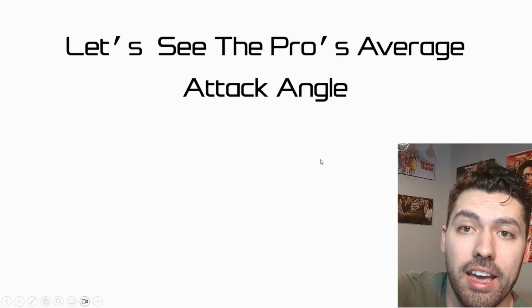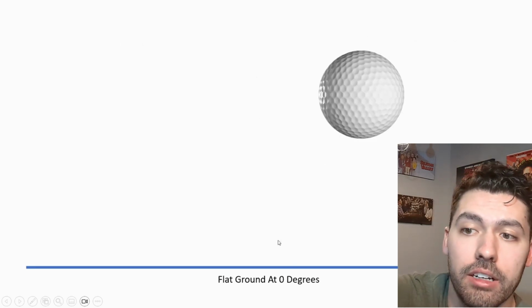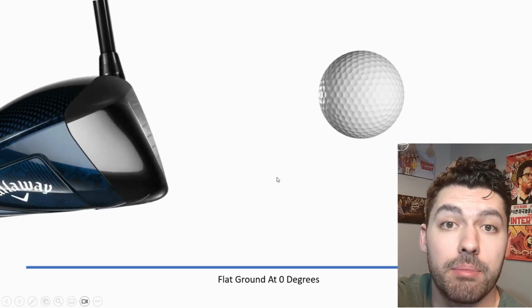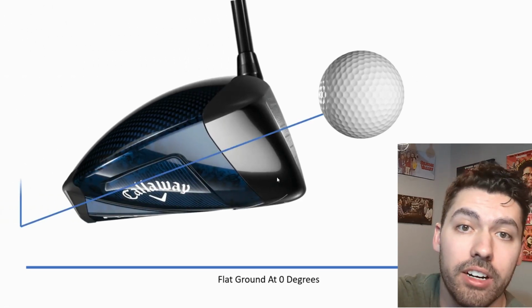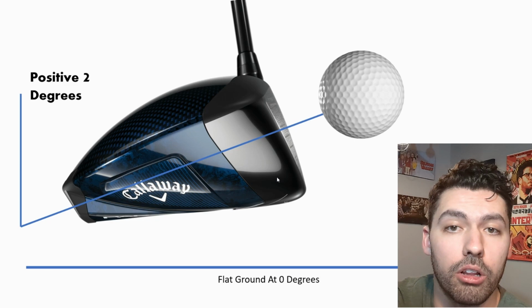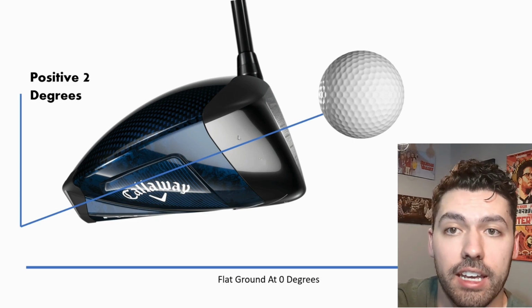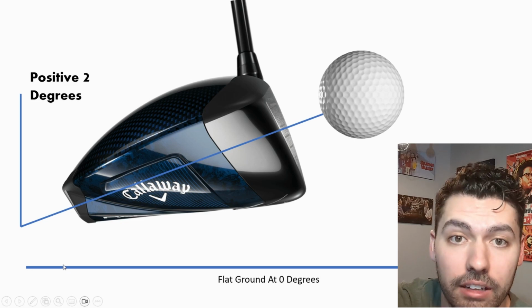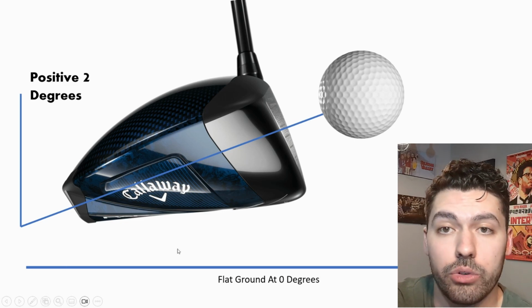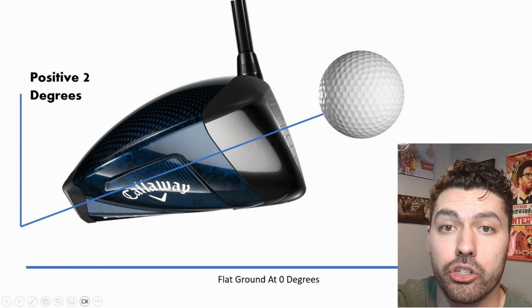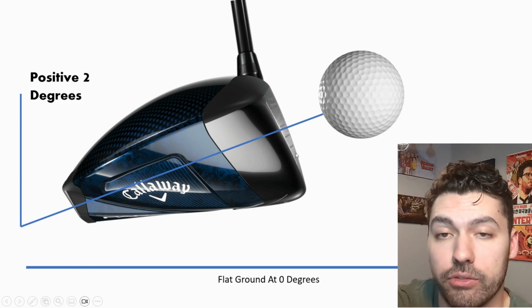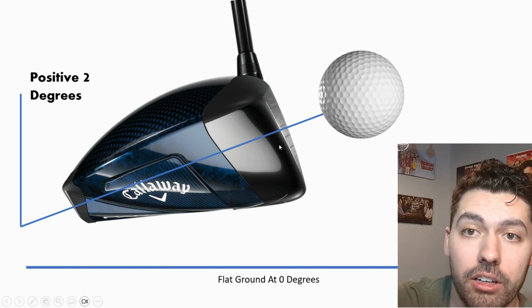So let's take a look at an average PGA Tour player attack angle. So again, we've got the same flat ground at 0 degrees, except this time the PGA Tour player hits 2 degrees up on the ball, or a +2 degree attack angle. Again, for the purpose of the video, I exaggerated it. This angle, if you were to actually figure it out, is not 2 degrees, but just notice how that club is traveling at a much more neutral, or in this case, +2 degree angle at impact of the golf ball.